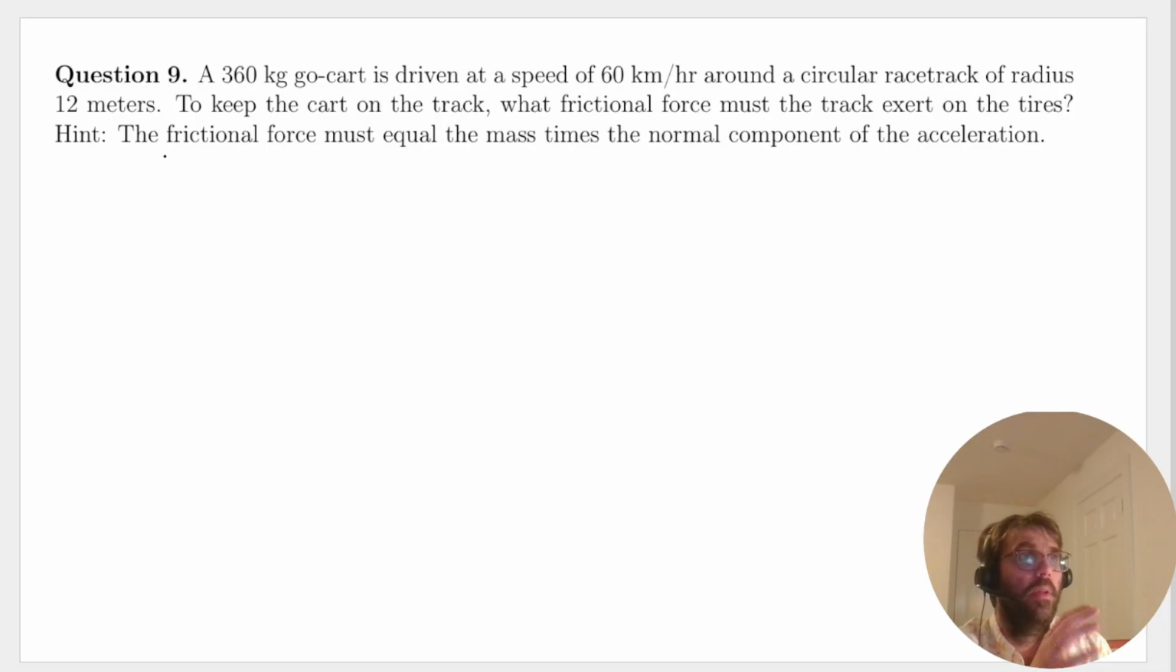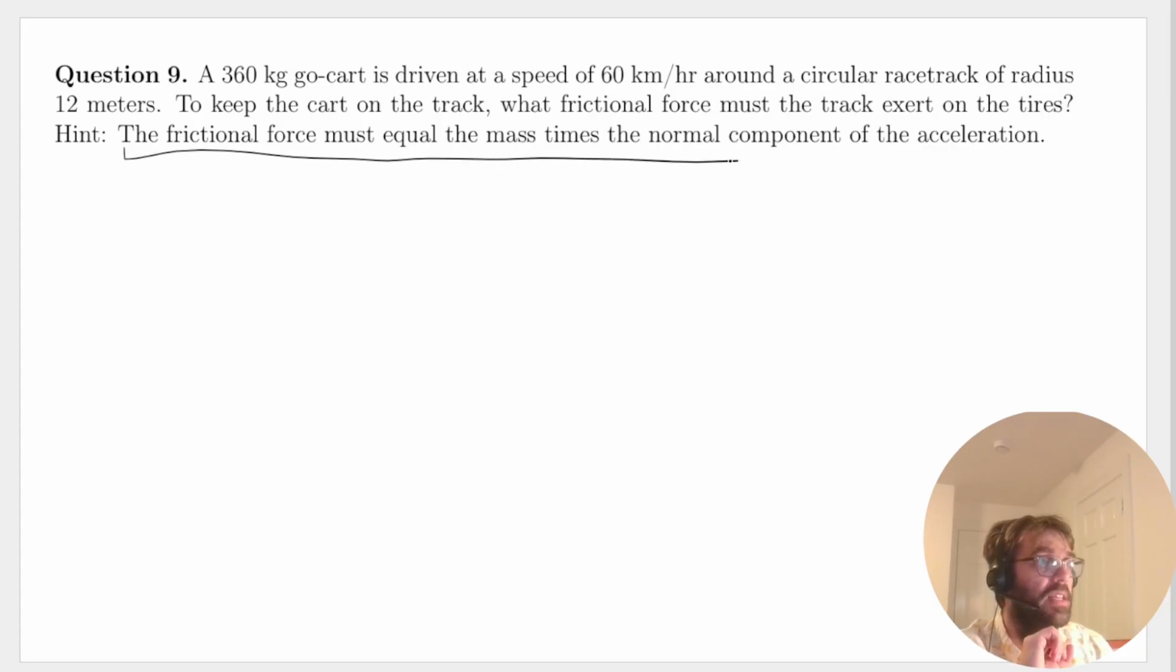Now, we got a whole bunch of units going on here, and one of the key things that we're going to need is this fact. The frictional force must equal the mass times the normal component of the acceleration, because it's the friction that is going to keep you from sort of sliding out. So that basically says that the answer has to equal AN, the mass times the AN.